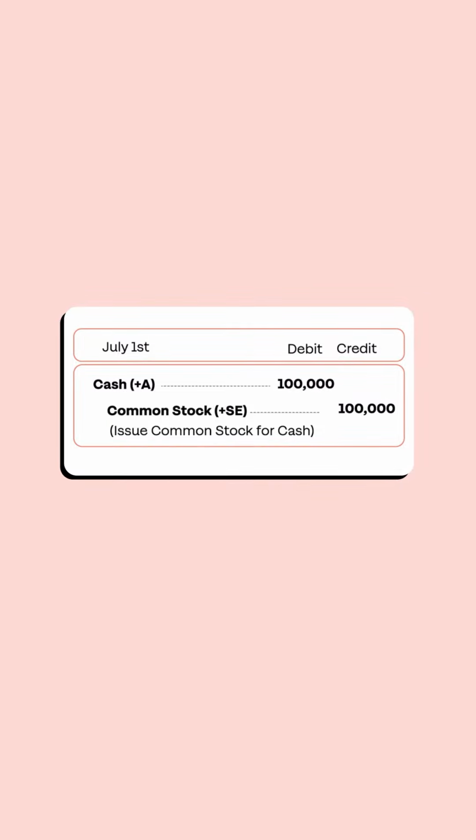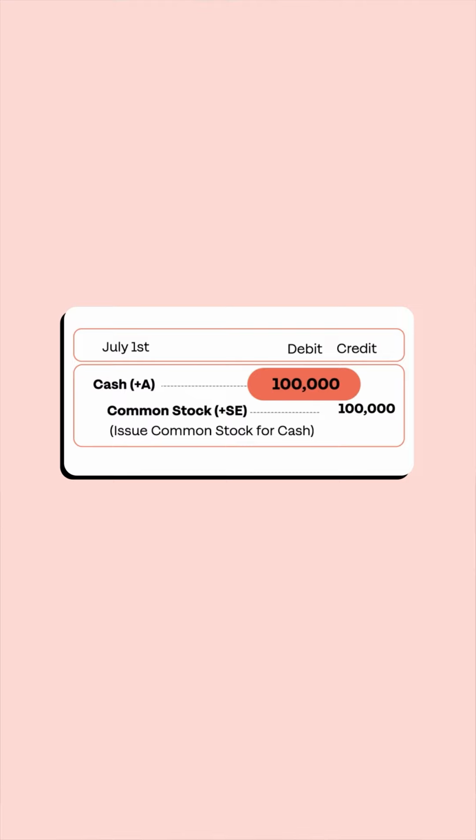Well, first, we put the date, July 1st, at the top left. Then, we place cash as the first account below the date, followed by common stock as the account right indented below cash. Over on the right-hand side, we place $100,000 under the debit column, which corresponds with cash.